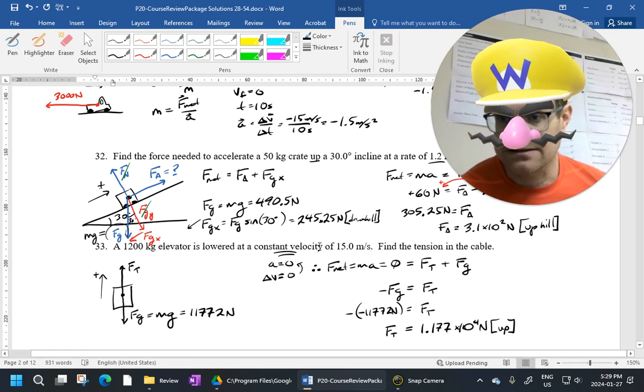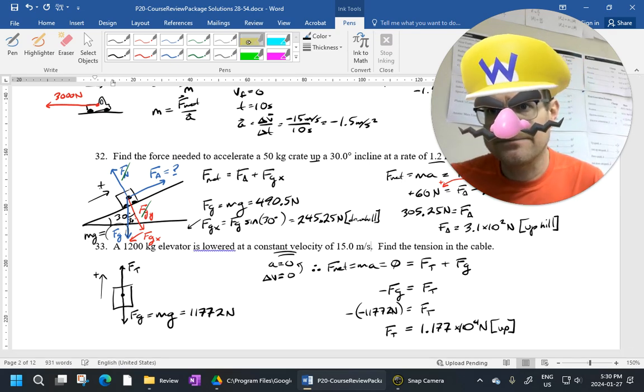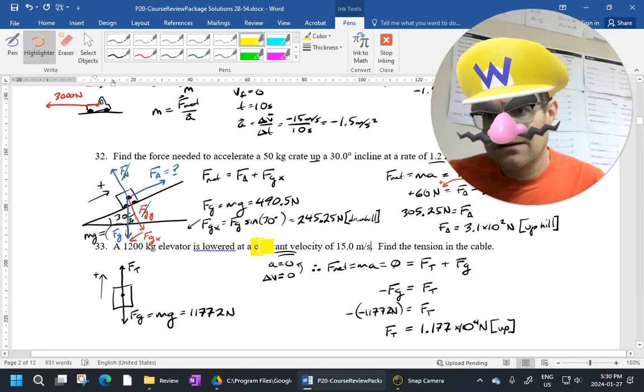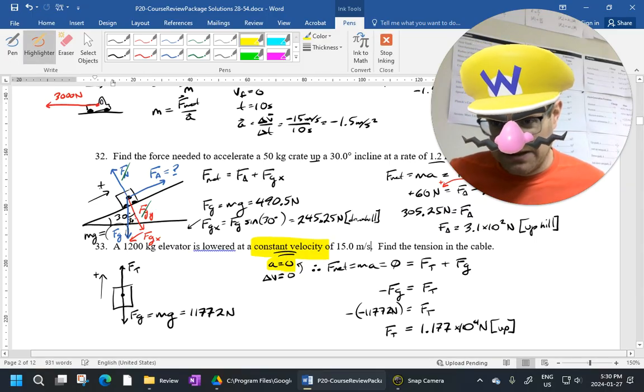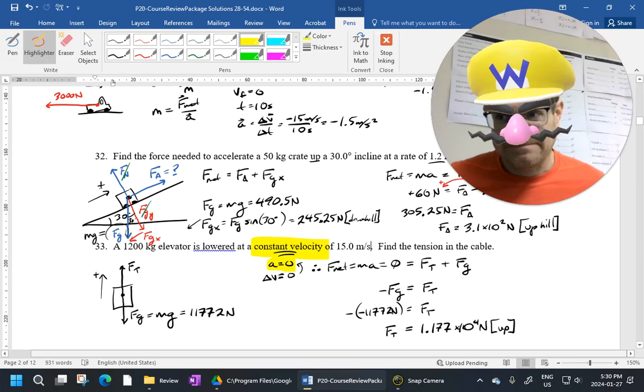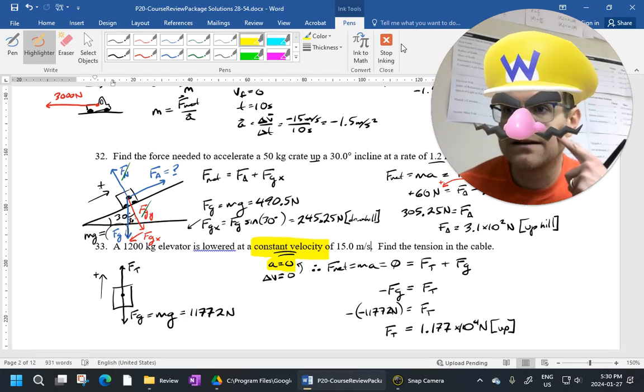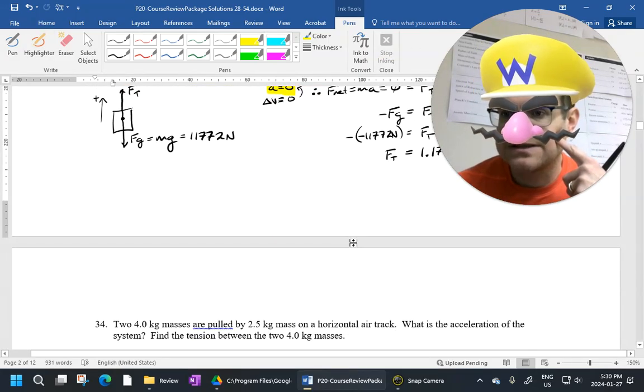So this is constant velocity. Because of that, A is equal to 0. Okay? Even if I throw in some kind of speed in there.